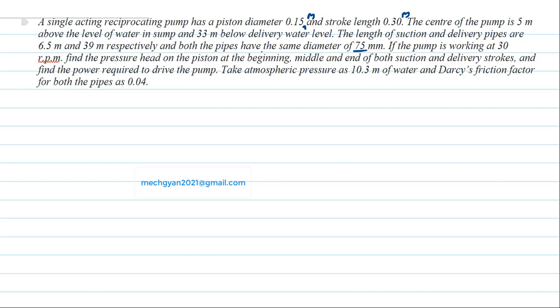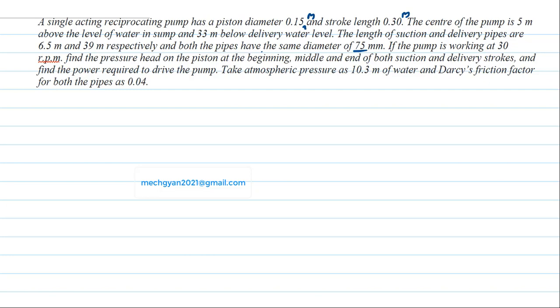So both the suction and delivery pipes have the same diameter. The pump is working at 30 rpm. Find the pressure head on the piston at the beginning, middle and end of both suction and delivery strokes, and find the power required to drive the pump. Take atmospheric pressure is equal to 10.3 meters of water, and Darcy's friction factor for both the pipes as 0.04. So it's a very good question.